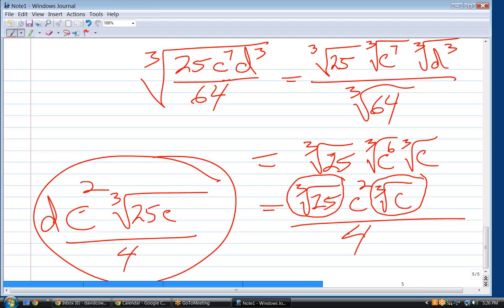Okay? In other words, I took out everything I could from the numerator. I took out a c squared. I took out a d. And that's all I could take out. The whole point of these things is to take out everything you can from inside the radical and put it as a whole integer if you can, or a variable without the radical sign.